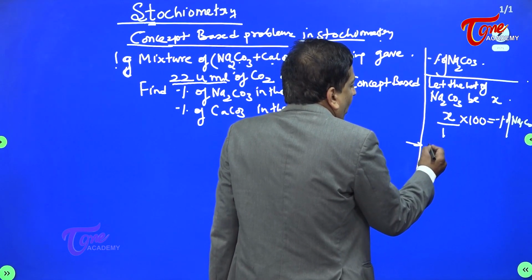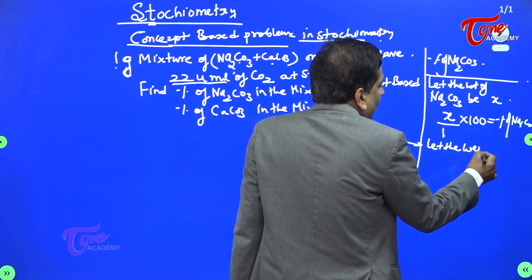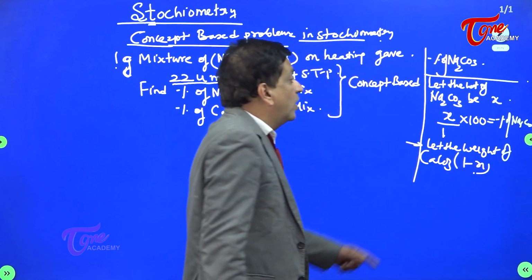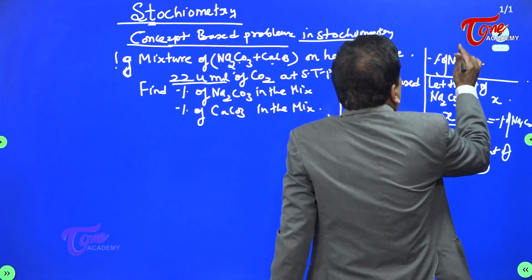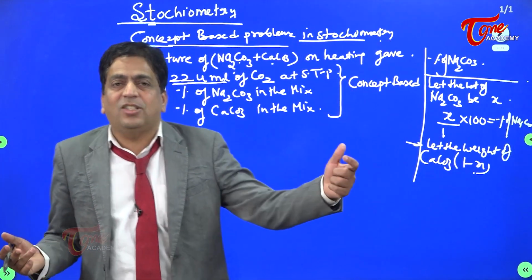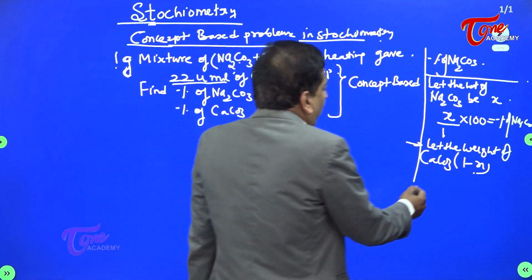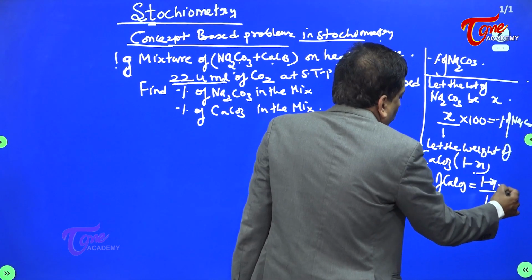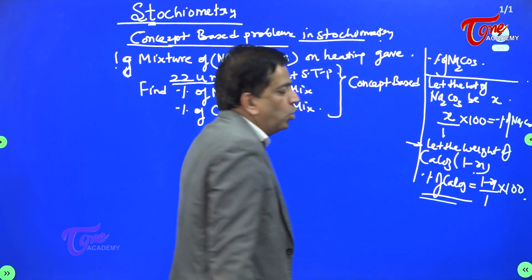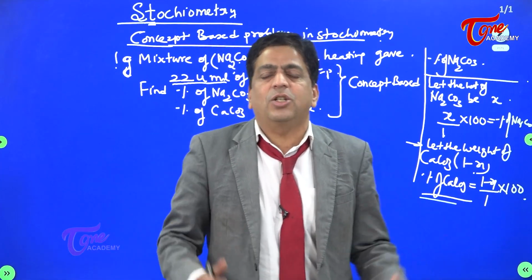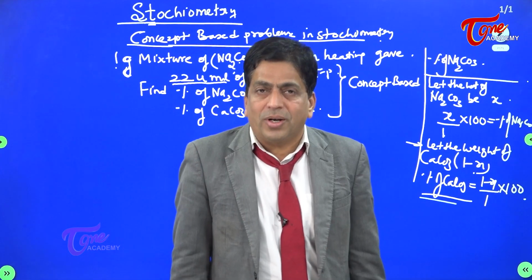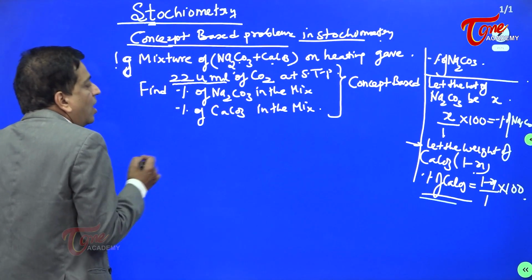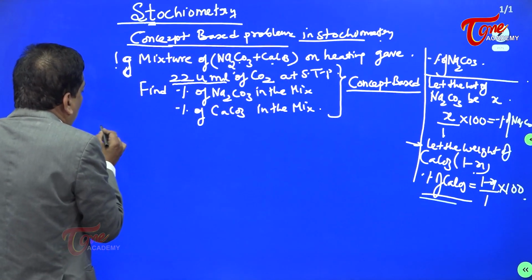Similarly, let the weight of CaCO3 be 1 minus X, because the total weight is 1 gram. So if one is X, the other is 1 minus X. The percentage of CaCO3 is 1 minus X by 1 into 100. That gives you the percentage. You must understand that. So he is asking the percentage of each in the mixture, and this is concept based. Now what is the concept involved?